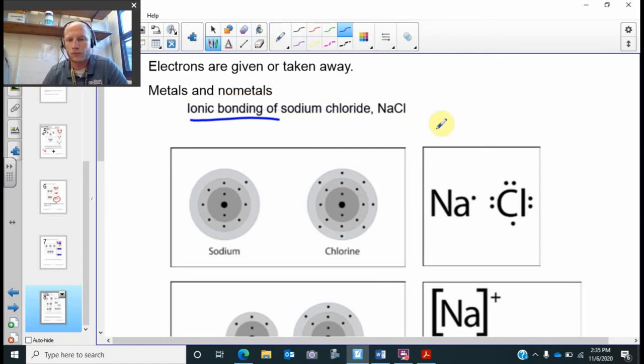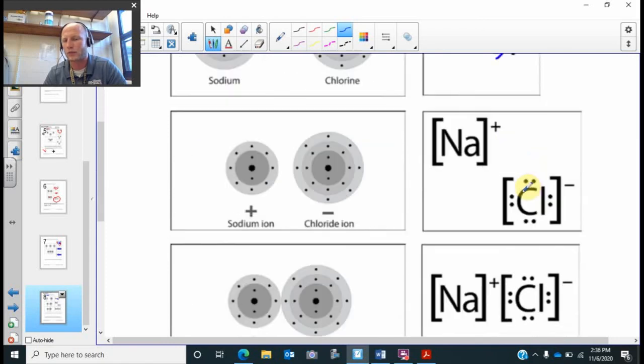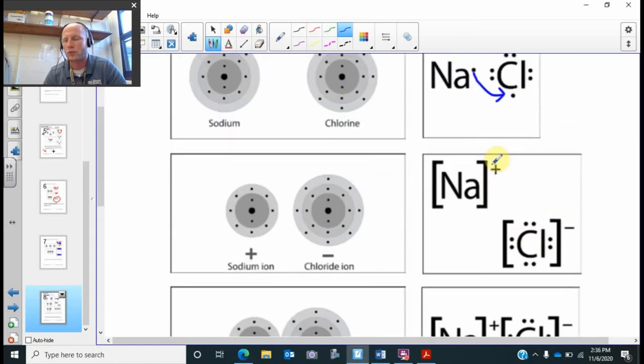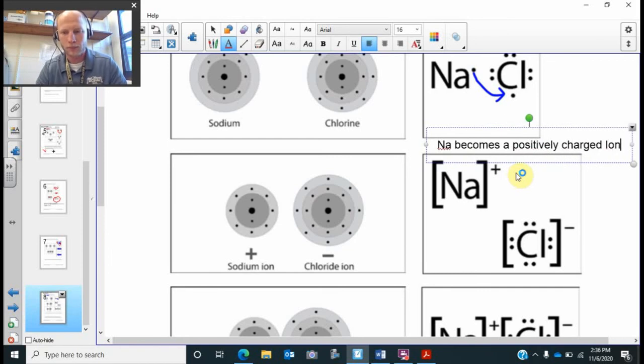So this sodium, it's a metal, it gives away its electrons. Chlorine is a nonmetal, it takes electrons. So this sodium will give up its electron to this lone chlorine electron here. Chlorine really wants to get to that noble gas status. So when this happens, sodium becomes a positively charged ion. Get this writing way smaller. Sodium becomes a positively charged ion.